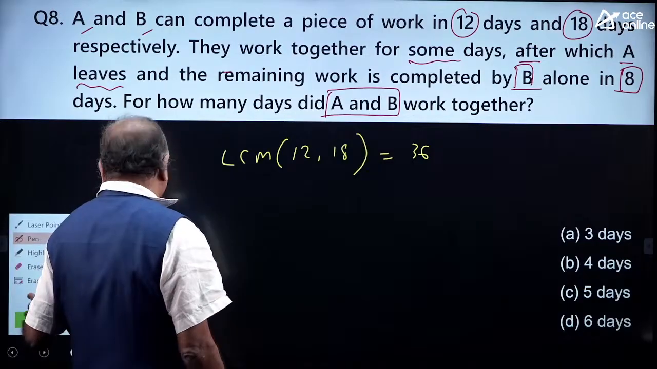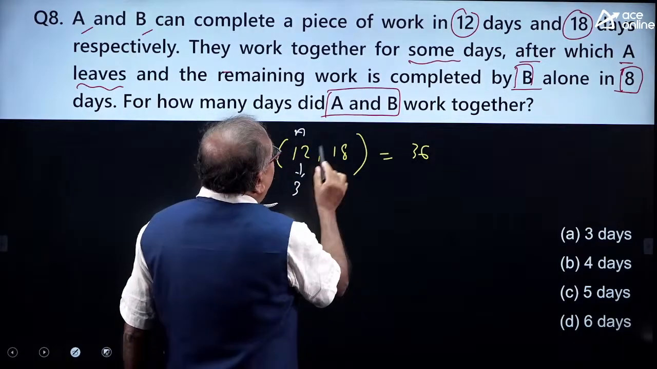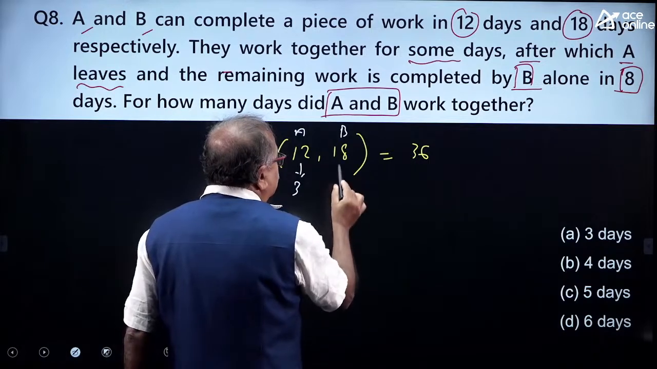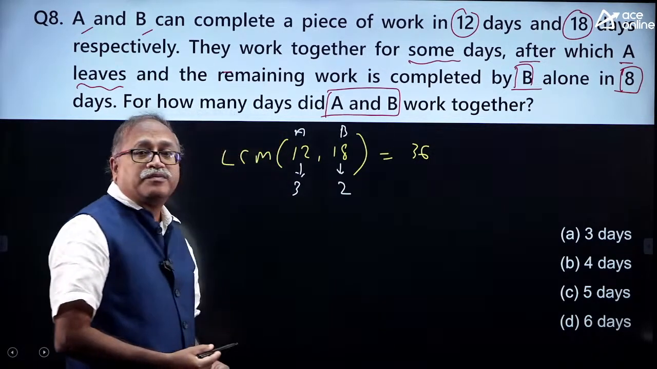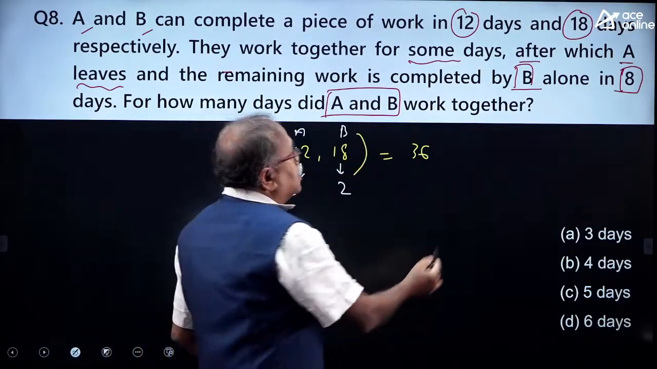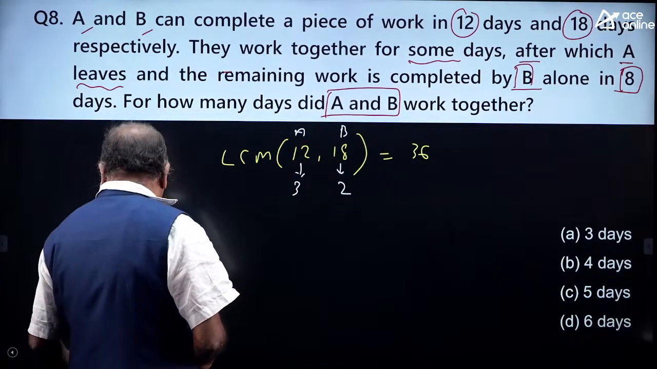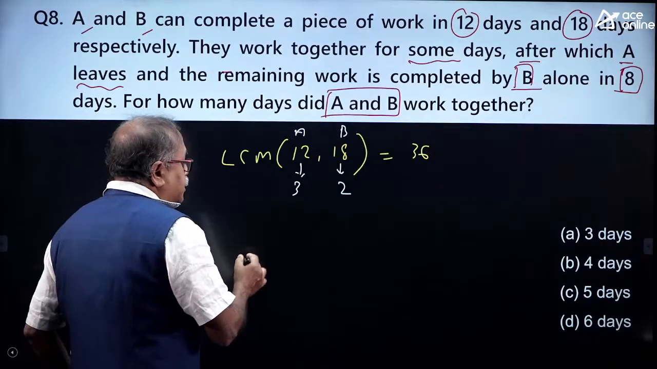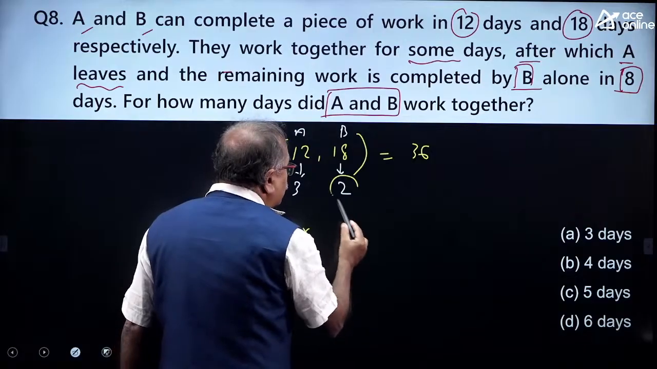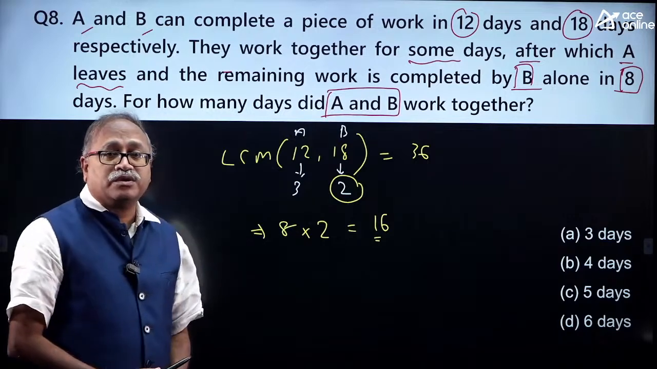Now what happens? 36 divided by 12, that is 3 units A completes per day, and the other person B, 36 divided by 18, 2 units per day. What I know is the total work is 36 units, and B alone worked the last 8 days to complete the work. So in the last 8 days, how many units got completed? That is 8 into 2, so in the last 8 days 16 units are completed.